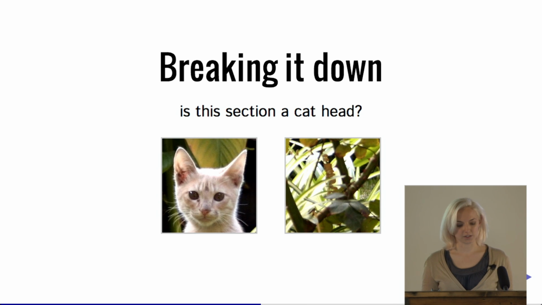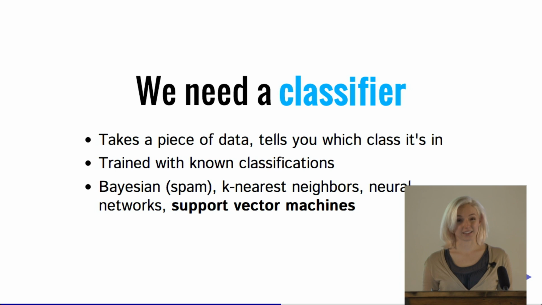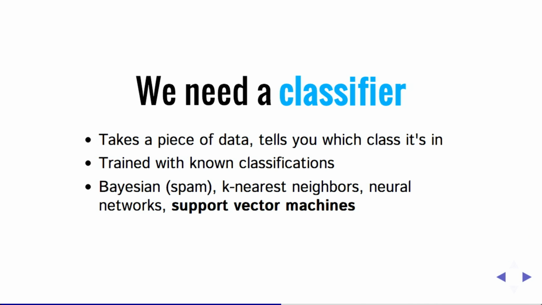So what we need is something that will take an image and say, yes, this is a cat, or no, it's not a cat. What we need is a classifier. A classifier does exactly that. It takes a piece of data and tells you which class it's in. For our case, we have two classes, cat and not cat. And classifying algorithms are usually trained on data where you already know the class.